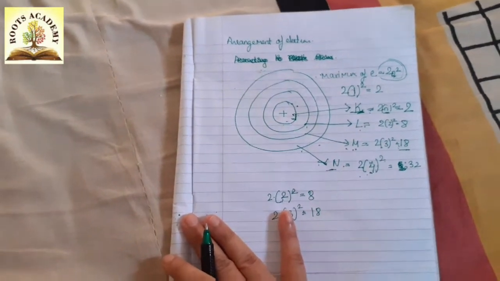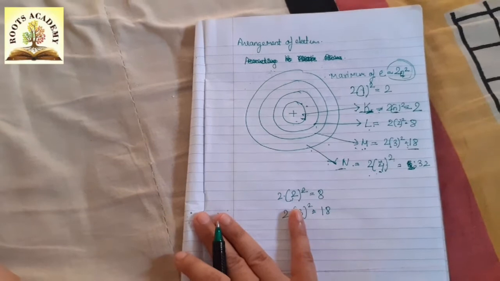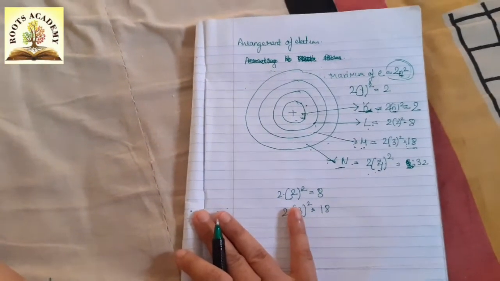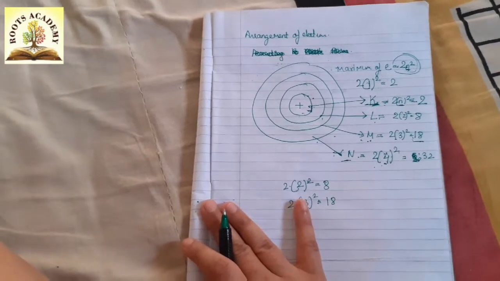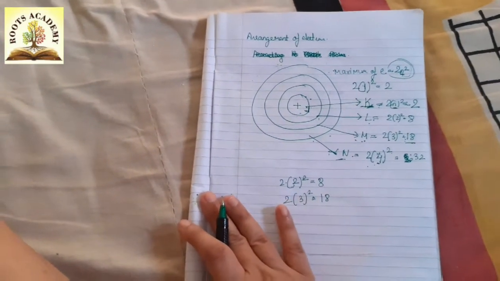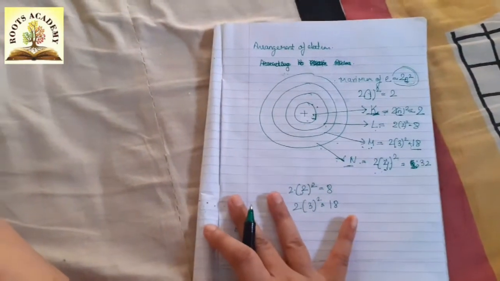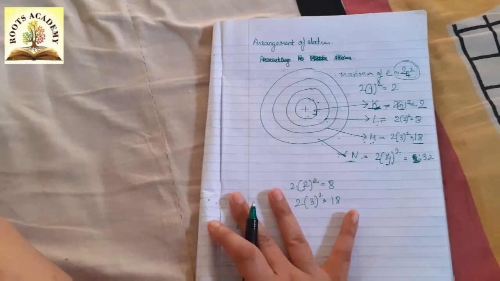By using this concept, you can easily derive the electronic configuration of an element. This is for your lower section. For the higher section, the concept gets a little more vast, but this is for your lower section till 10th standard. Now we will start with the next topic, that is electronic configuration.